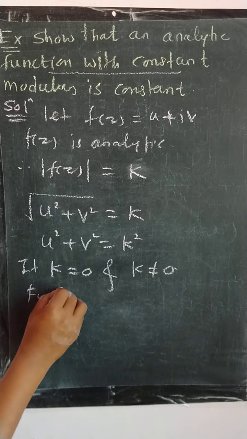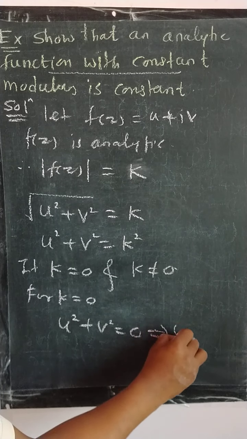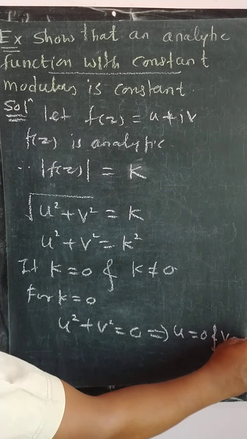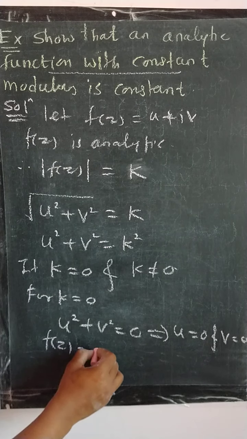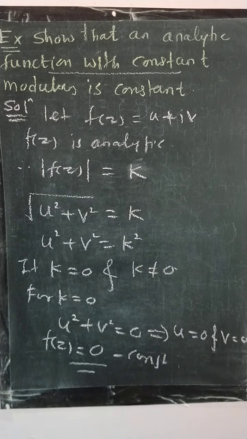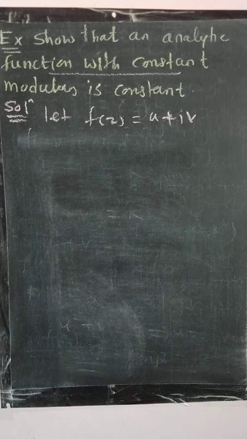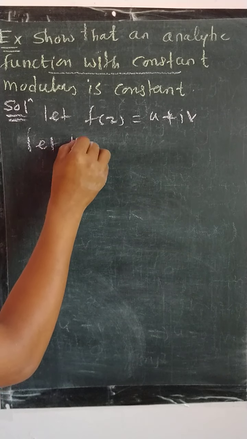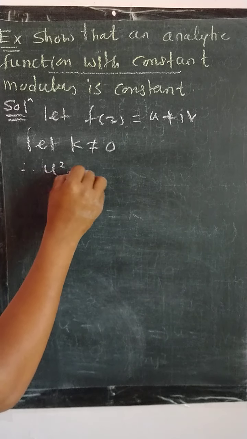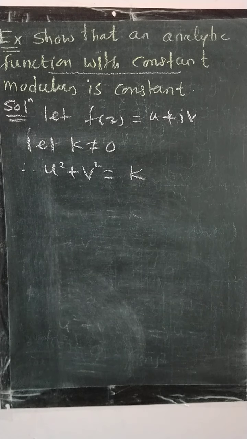So for k equal to 0, we have u square plus v square equal to 0. That means u equal to 0 and v equal to 0. That means f of z is 0 plus i0, that is 0, which is a constant function, which is trivially true. Now if k is not 0, then what will happen? Let k be not equal to 0, therefore u square plus v square is equal to the constant k square.